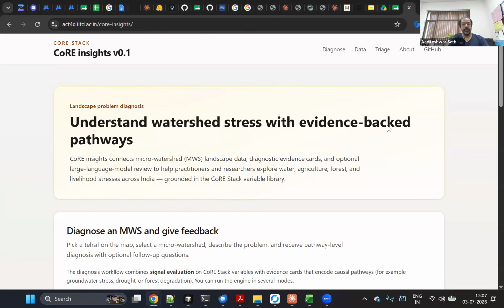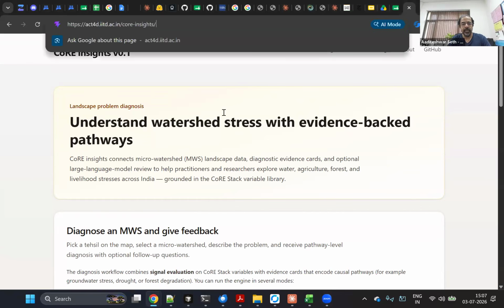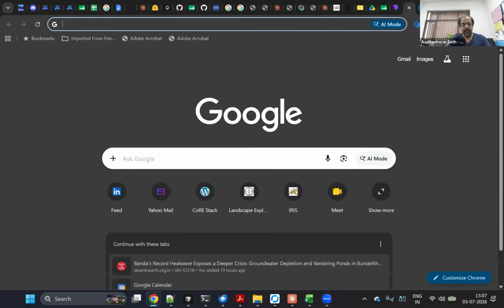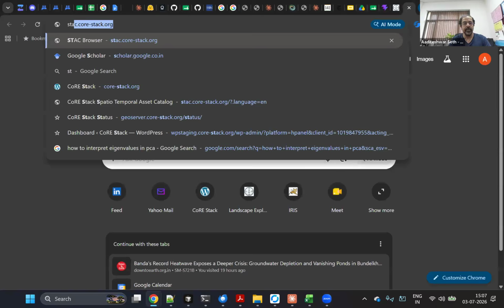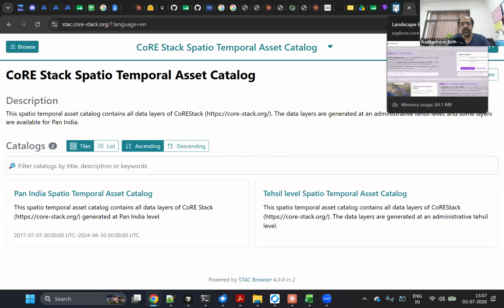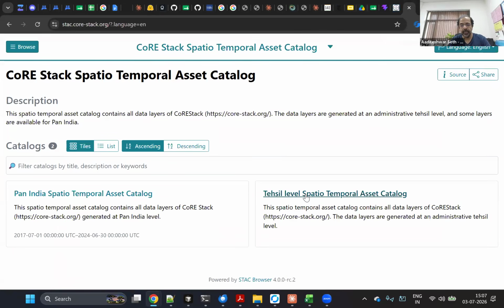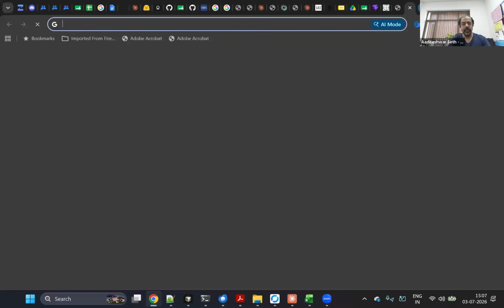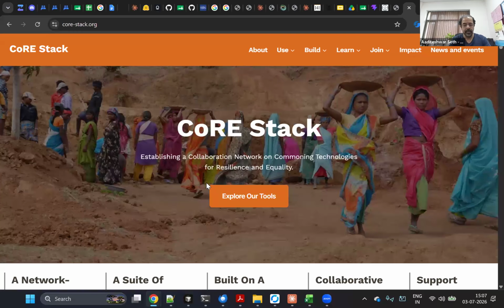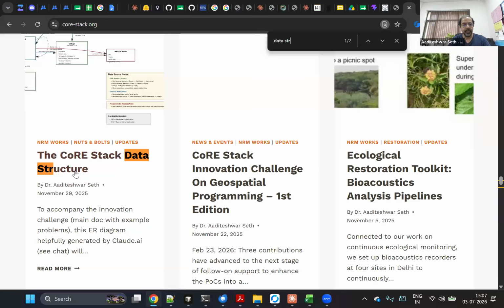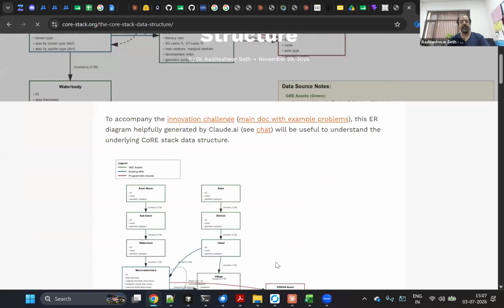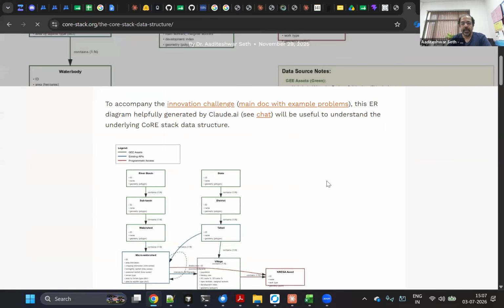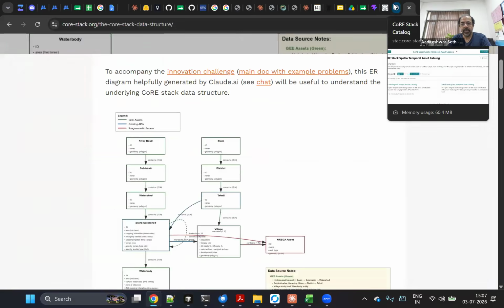Cool. So this is, actually, before I get into this, let me very quickly get this idea across of fundamentally what we are doing in the core stack, or what we call the core stack data structure. Some of these links are useful, especially for folks who are just getting familiar with the core stack. So this is basically how it works.